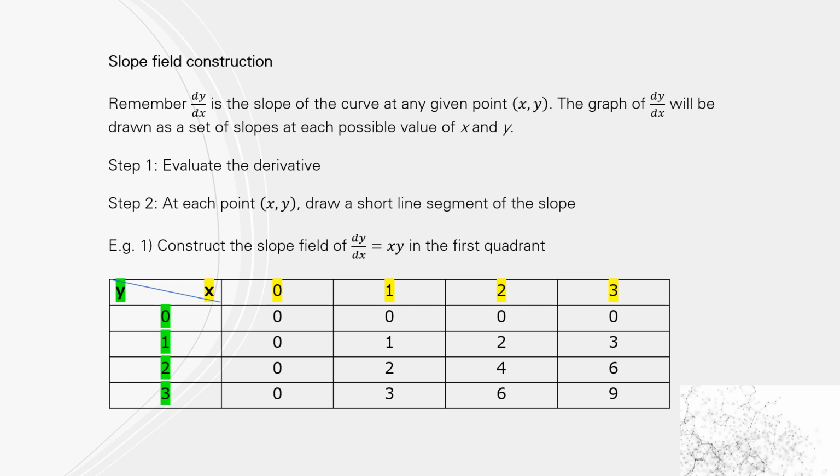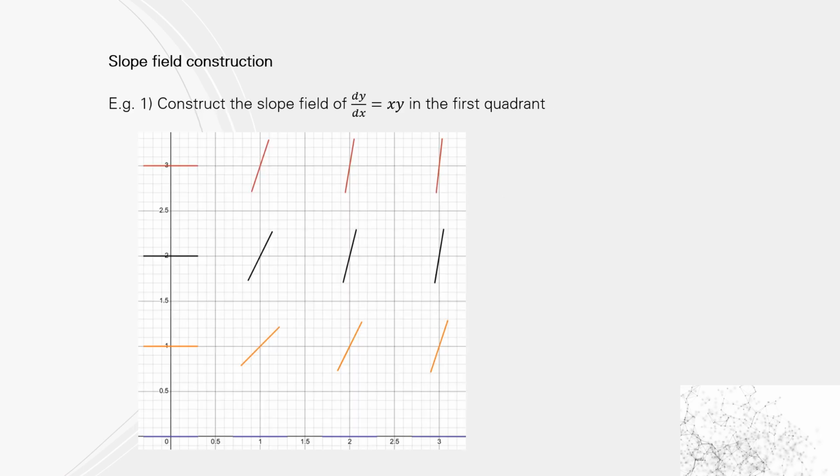Drawing that as a slope field, remember on the x and y axes the slopes were zero, and the slopes at the various points get steeper as you go. Obviously at the point (3, 3), the slope was 9, which is the steepest out of all of those. So that's drawing a slope field, or a derivative field.